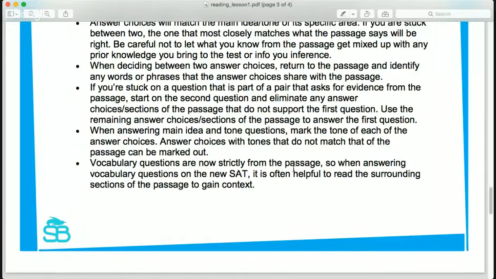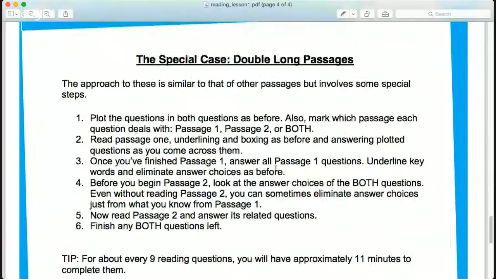Okay, now we're going to move on to double long passages. The approach to these is similar to that of other passages, but involves some special steps. 1. Plot the questions in both passages as before. Also, mark which passage each question deals with. Say passage 1, passage 2, or both.